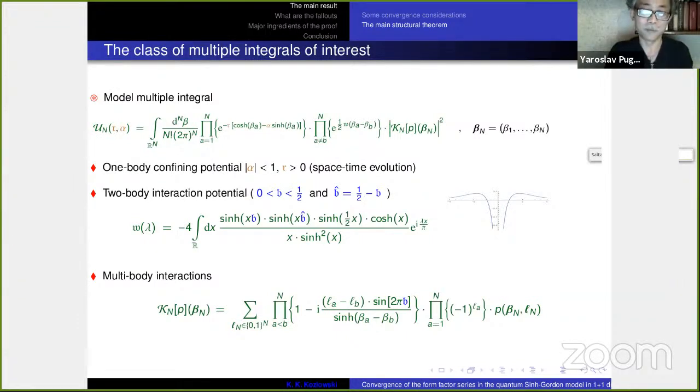The 2-point function, as Karol said, in Sinh-Gordon is the highest known level of transcendental function, because it contains Painlevé transcendent at a special value. Okay.